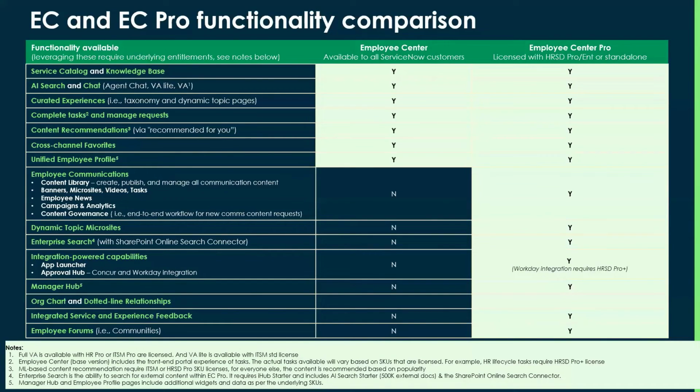Then from a Pro perspective, we spoke very, very briefly about communications. We spoke about microsites. I didn't mention much about enterprise search, but essentially on that same AI search experience, you can have content that is sitting on external systems like SharePoint visible. We spoke about App Launcher, Approvals Hub. I very, very briefly spoke about Manager Hub.